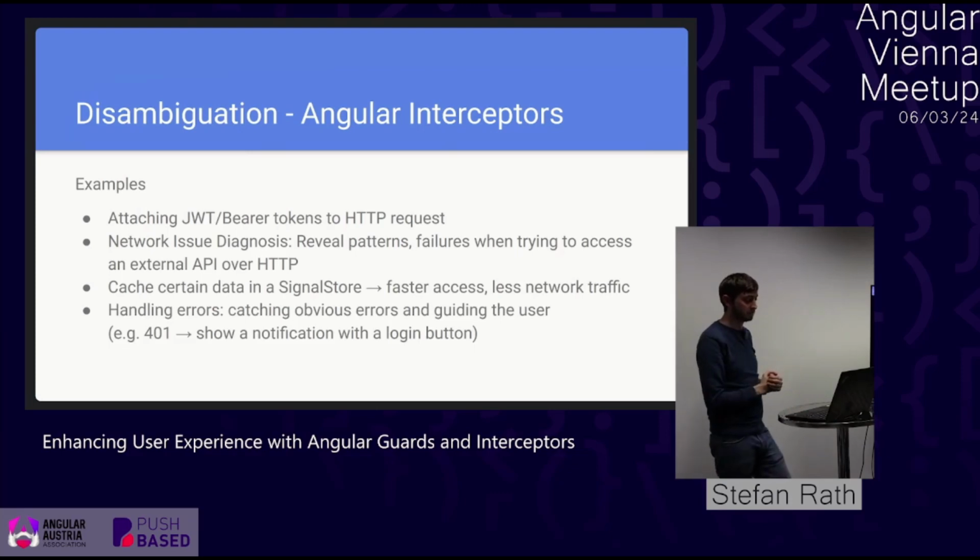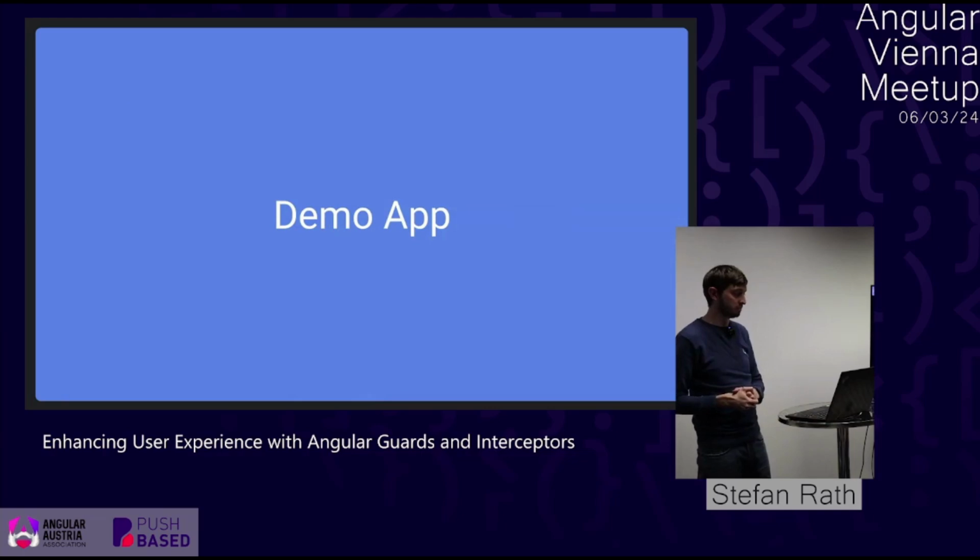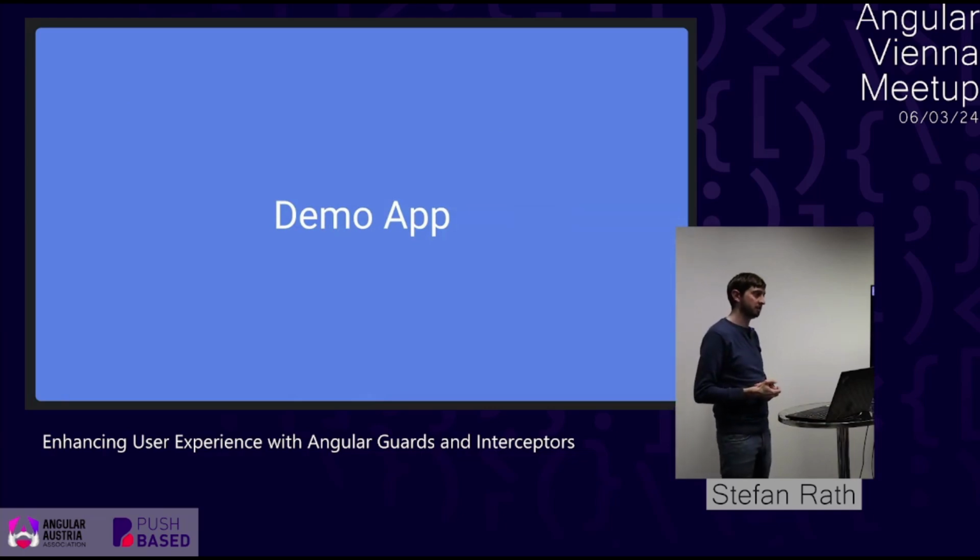And handling errors, for example, catching obvious errors like a permission denied error and just showing a message that you're not allowed, or please log in, or please tell somebody to send you the information, something like this. This can be easily handled. I will show everything with the demo app. I won't have live coding here. I have bad experience with live coding in the past, so I'll just show screenshots of my application and of the code.